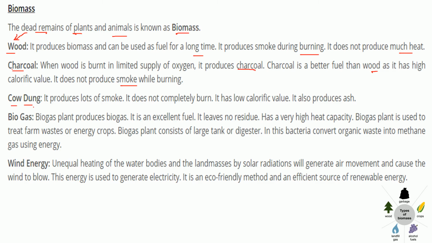Cow dung produces a lot of smoke. The excreta of animals like the cow does not burn completely, has a low calorific value, and after burning it produces a lot of ash.